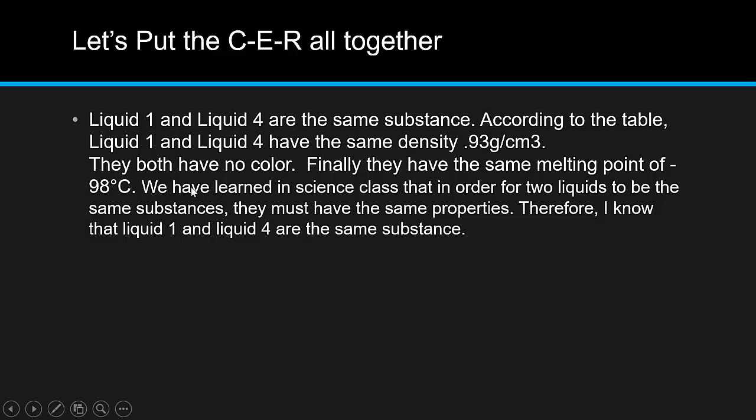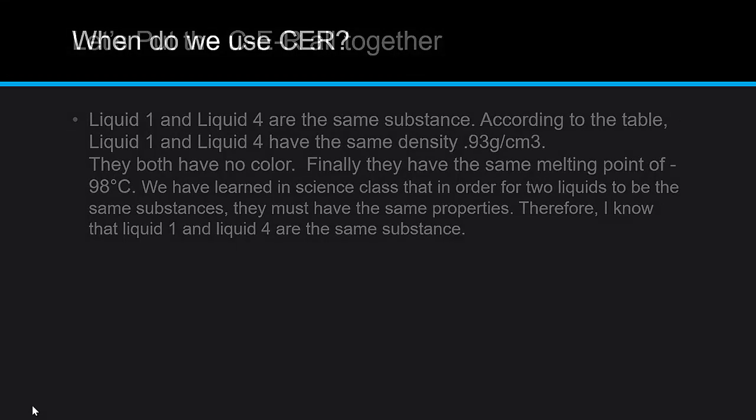Then we're going to give our reasoning. We have learned in class that in order for two liquids to be the same substance, they must have the same properties. Therefore, I know that liquid 1 and liquid 4 are the same substances. So that concludes the entire CER.